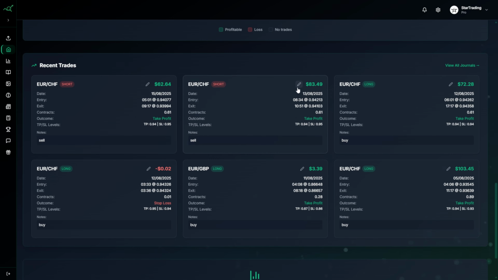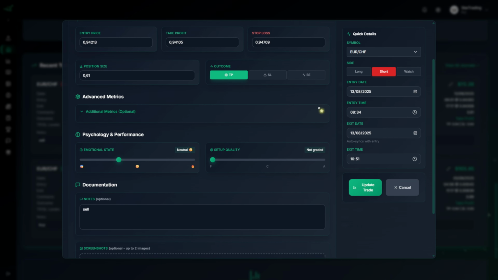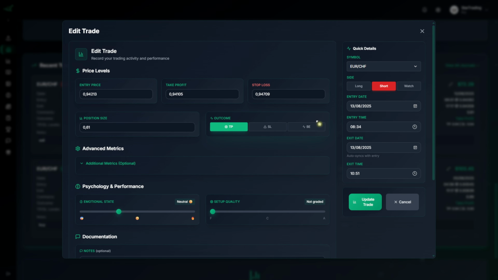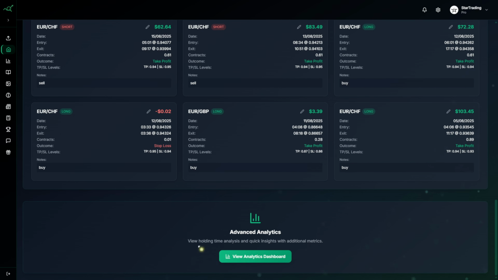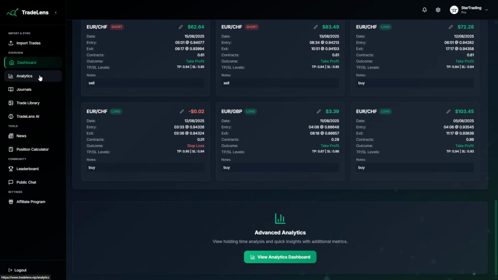Now, just in case that you have journaled the trade incorrectly, you can click on this edit button and basically do the entire trade all over again, change things, whatever you would like to do. And scrolling down even further, you'll be advised to go to the analytics dashboard, because as I said previously, this is just the overall dashboard. To get more knowledge about our trades and a deeper understanding, we have to go onto the analytics tab.